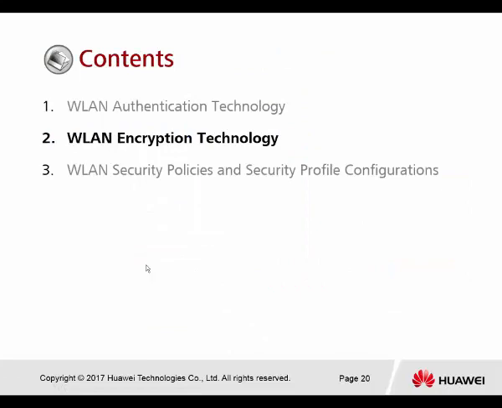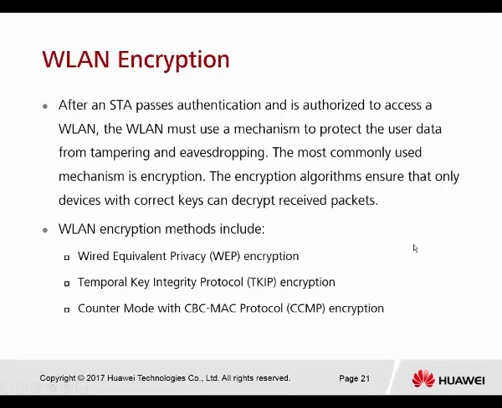WLAN encryption technologies. After the STA passes the authentication and is authorized to access the WLAN, the WLAN must use a mechanism to protect the user data. Just now was the authentication, now it's for the data encryption. The user data information also needs to be protected. The most commonly used mechanism is encryption. This algorithm ensures that only a device with the correct key can decrypt the packet. The WLAN encryption methods include WEP encryption, TKIP encryption, and also CCMP.